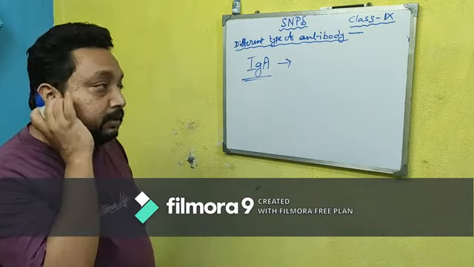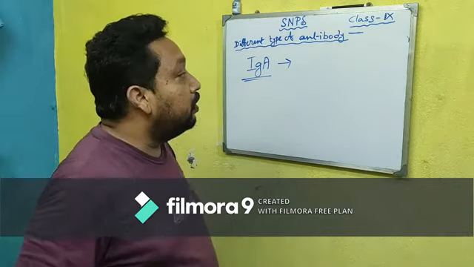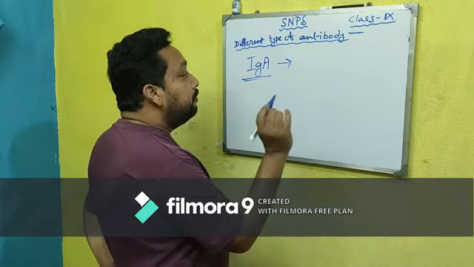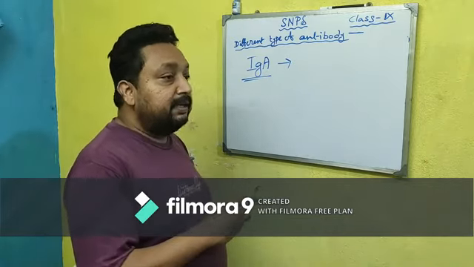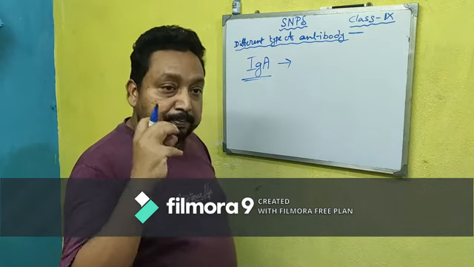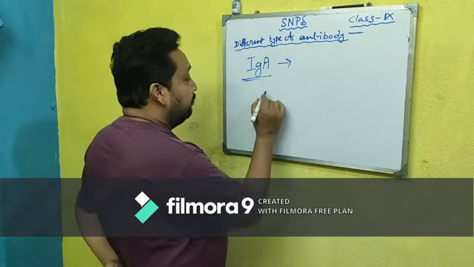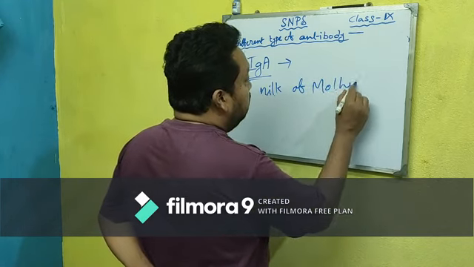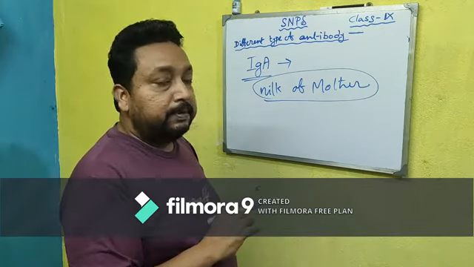IgA is a very important antibody and its specialty is that it is mainly produced in mucus. That's why this is the first antibody which comes to a child through the milk taken from his mother. So the milk of the mother contains IgA. This is the first antibody which comes from his mother to a child.